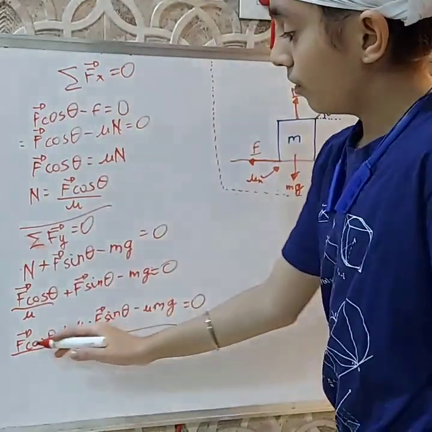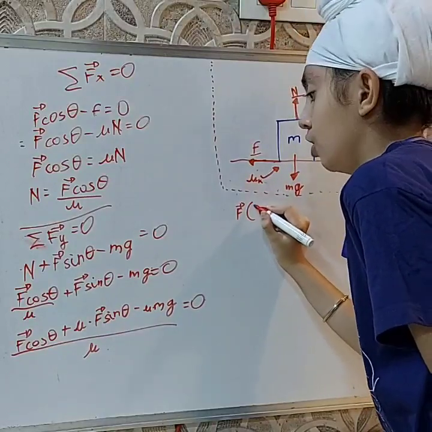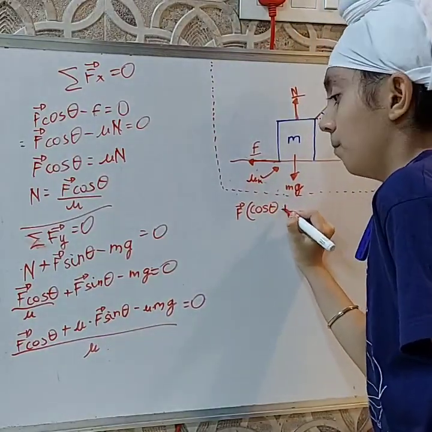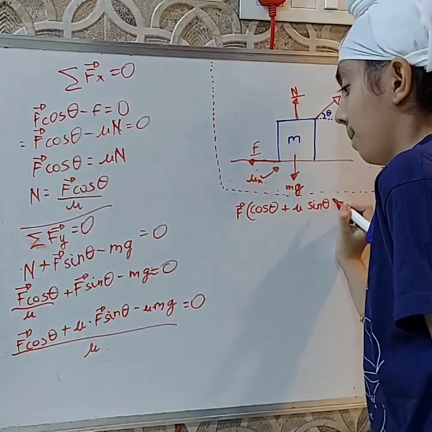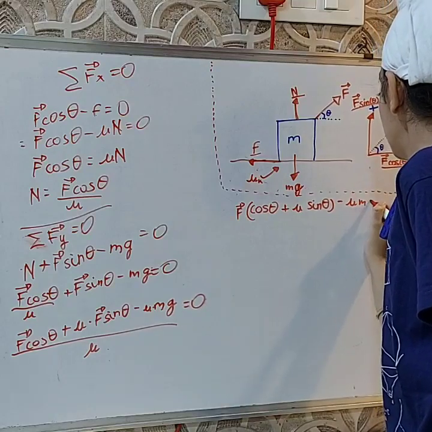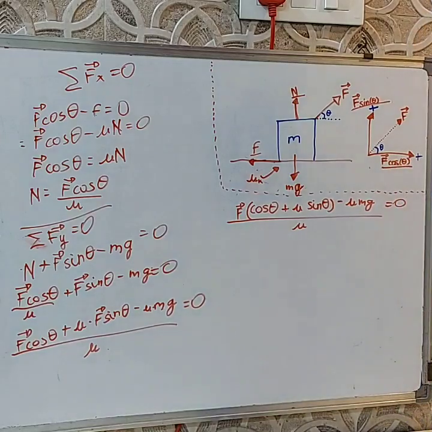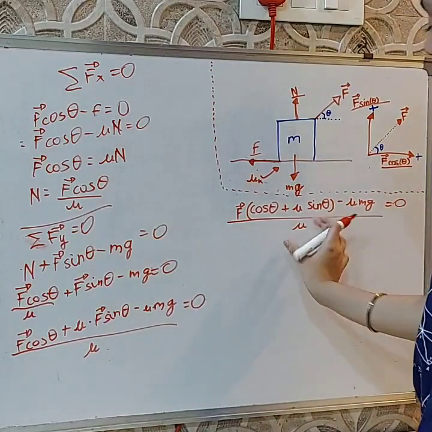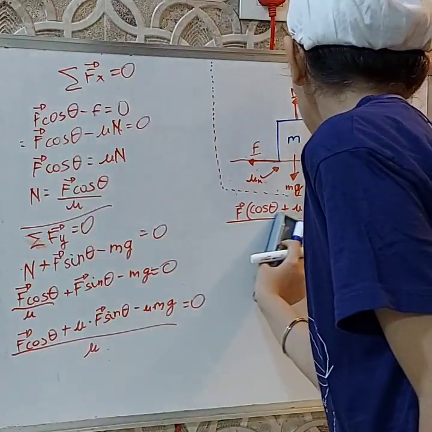I can also factor out an F from here. So F times cosine theta plus mu sine theta, minus mu mg, divided by mu is equal to 0. So now mu cannot be 0, otherwise this becomes undefined. Therefore I can eliminate this part.